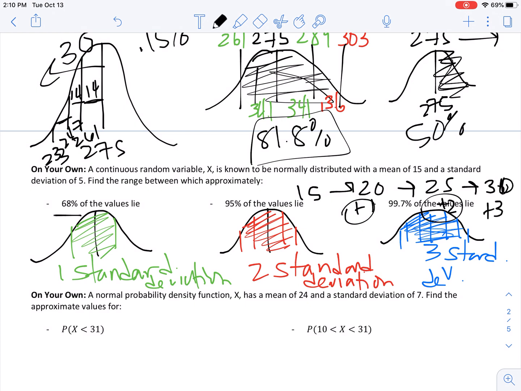Okay, then I can go the other way though, and I can go backwards 1, and I will be at 10. Do another one, and I'll be at 5. Do another one, and I'll be at 0. So this is minus 1, this one's minus 2, this one's minus 3.